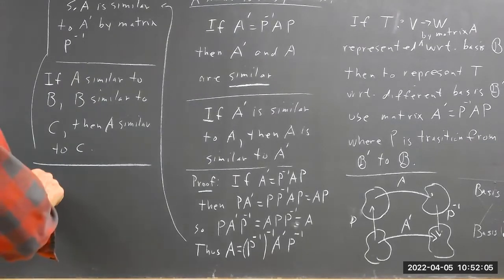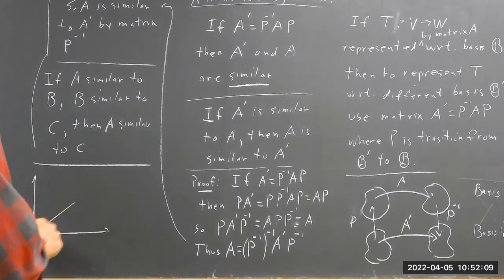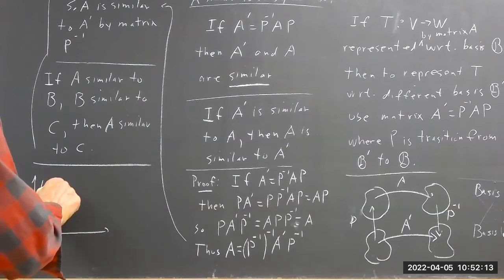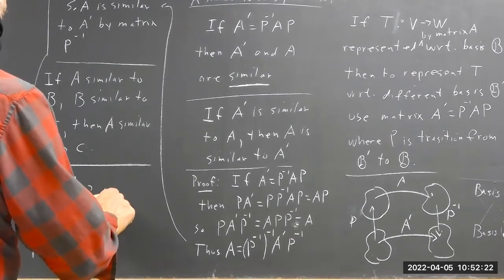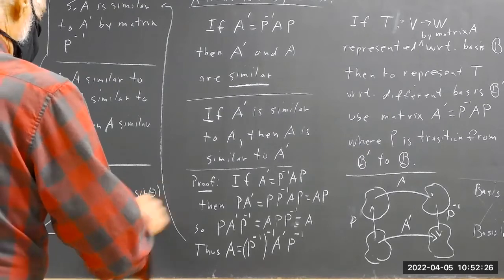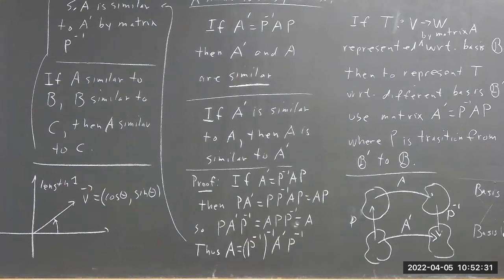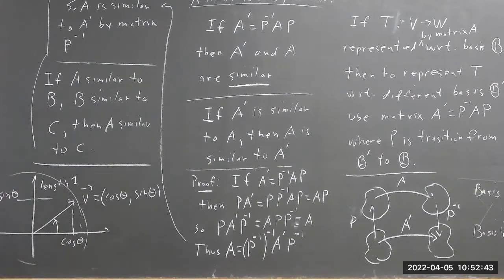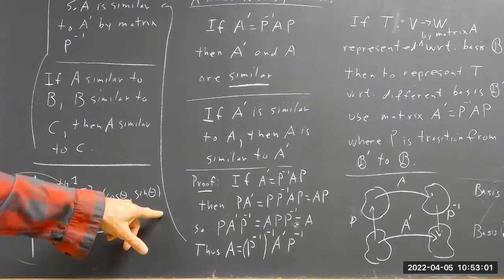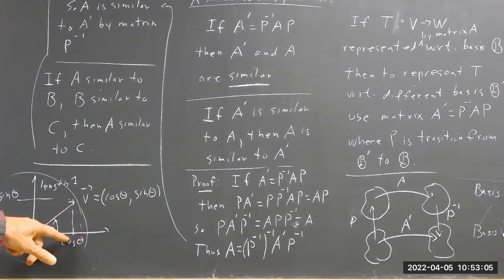You want to understand the second problem on the quiz. This vector is cosine theta, sine theta. This goes back to the definition of sine and cosine on a unit circle. Here's your unit circle. Here's your cosine. Here's the sine. So if you want to rotate all the vectors in the plane, right here is what happens to one of your basis vectors, the standard basis. That's what happens to the vector 1, 0.